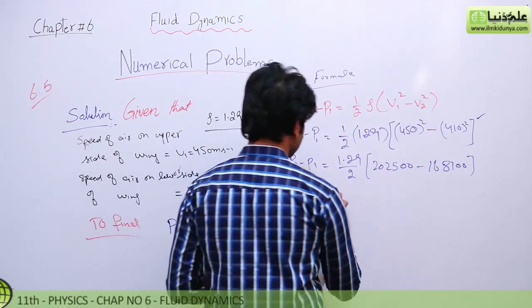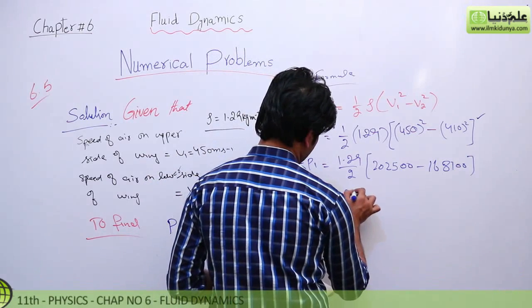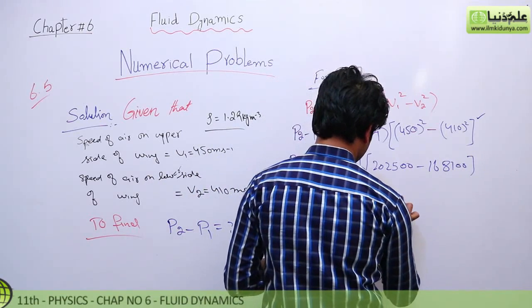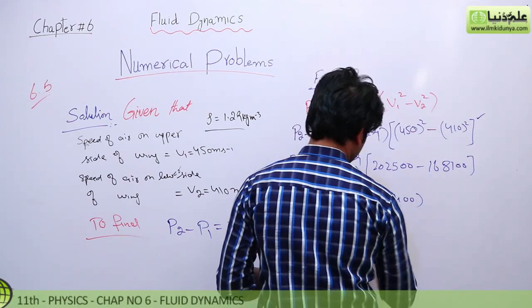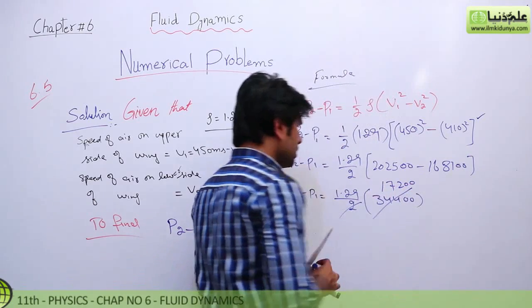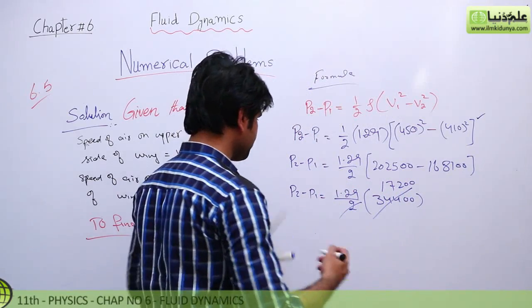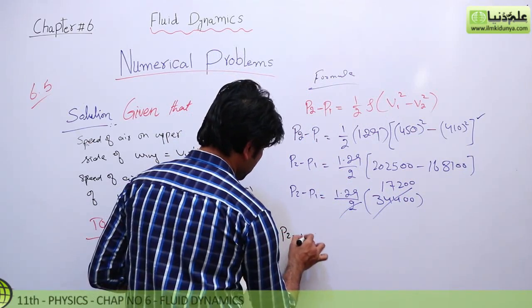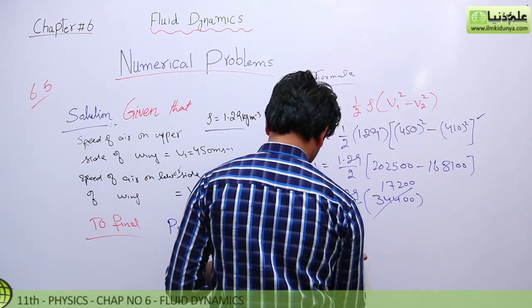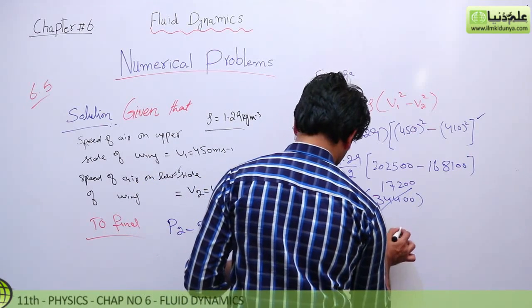So when we take the difference, three, 4, 4, 0, 0. Now when we will cancel this, this is 17,200. Now when we multiply this, we will have P2 minus P1 as 22180 Newton per meter square.